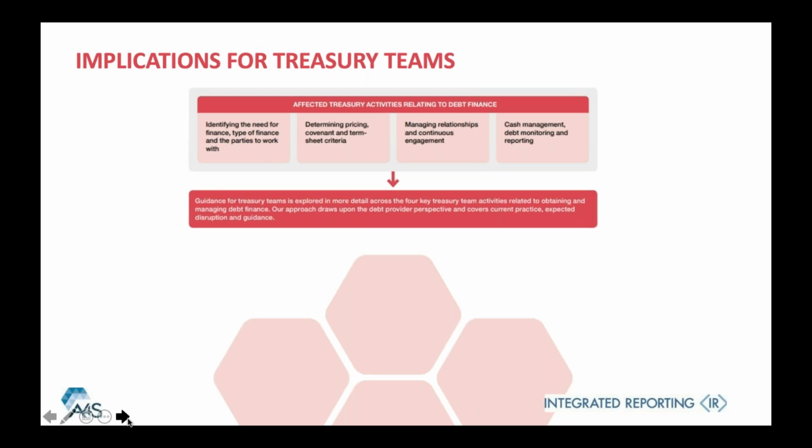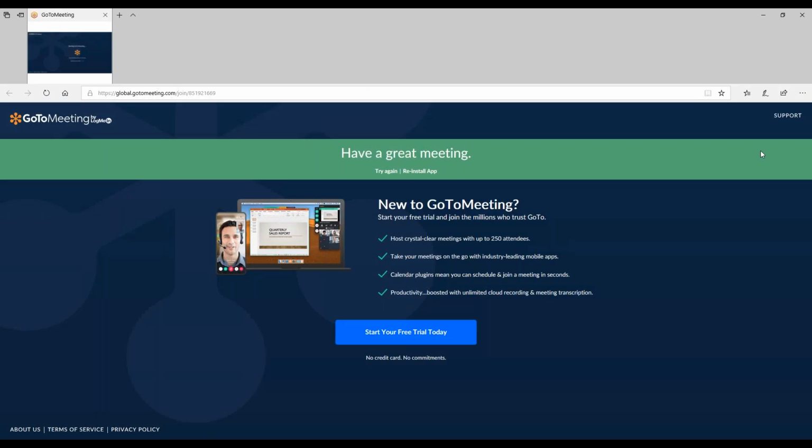So firstly, the activities at the outset of the debt raising process in identifying the need for finance, the type of finance, and determining the parties to work with. This includes finding out whether your lenders are signatories to initiatives such as the TCFD, which is the Task Force on Climate-Related Financial Disclosures, the UNEP-FI, which is the UN Environment Programme Finance Initiative, the PRI, which are the Principles for Responsible Investment, or the Equator Principles. It includes reviewing their public sustainability disclosures and using this information to select lenders who are advanced on these issues.